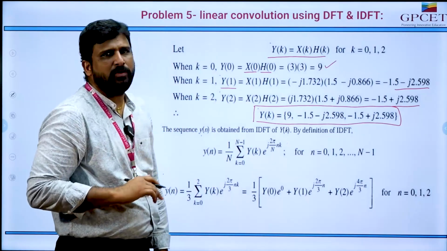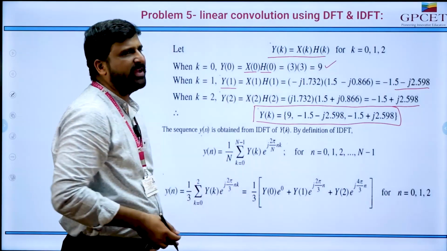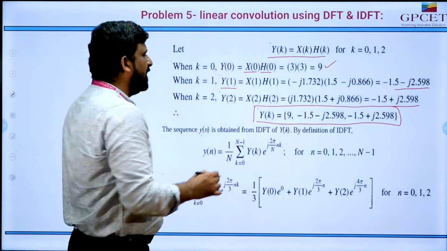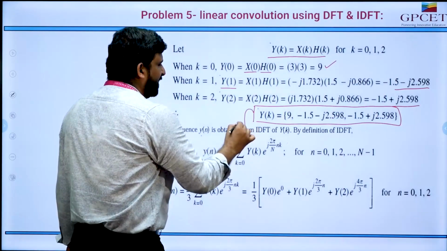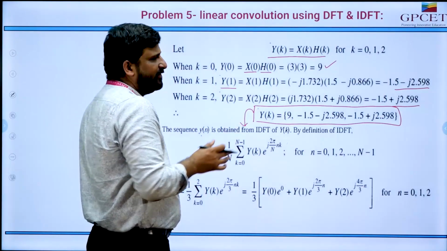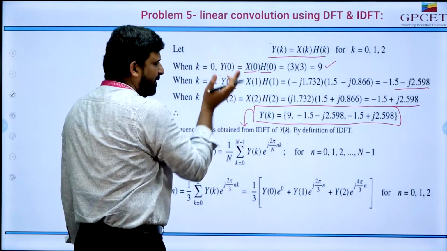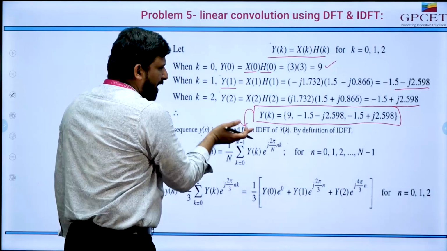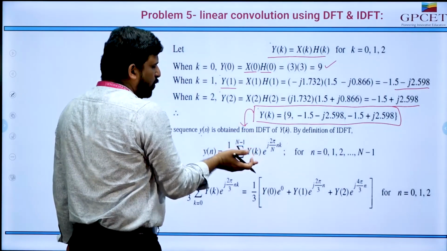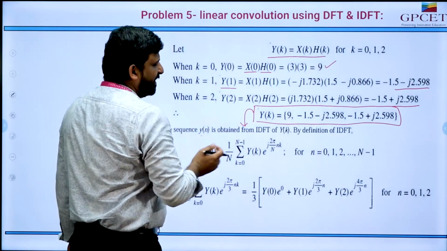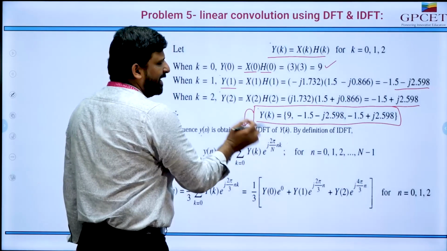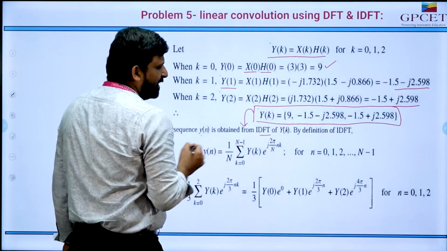Now, what should we do? We need to reconvert this y of k into y of n. For that, I need to take the IDFT. Up to here, I used DFT for the linear convolution. Now, I need to reconvert that y of k into y of n. For that, the sequence y of k is converted with the help of IDFT. So, I am using IDFT.